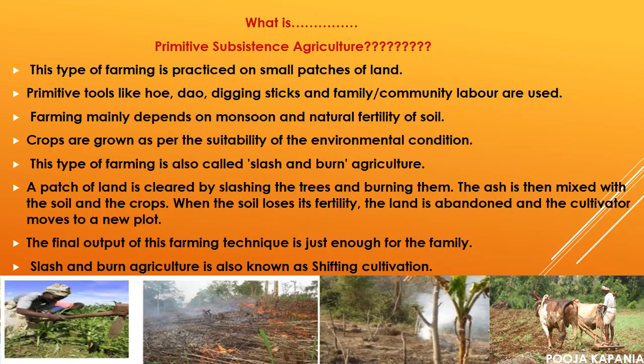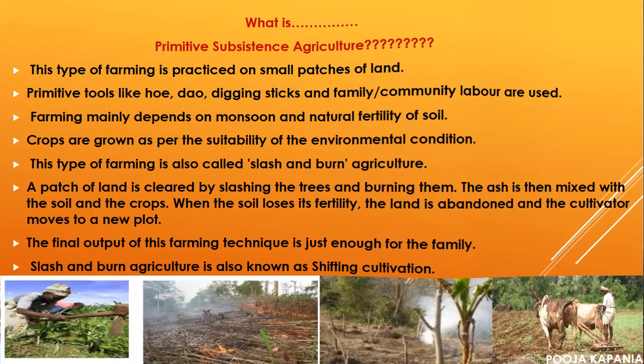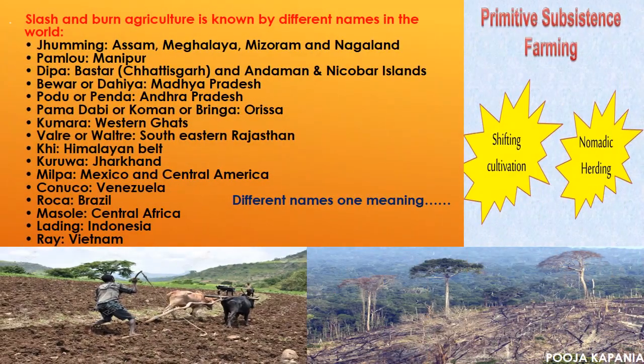It is also known by different names in different parts of the country. Not just in India, but all over the world, slash and burn agriculture is known by different names. But students, remember one thing, different names have one meaning, that is slash and burn agriculture.